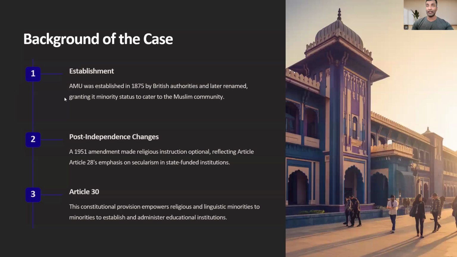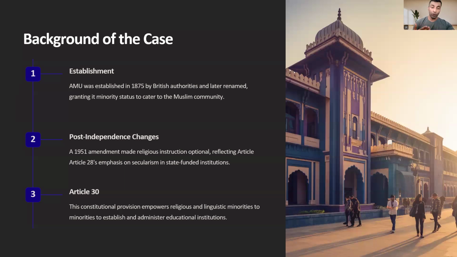The origin and establishment: if you see, AMU was established in 1875 by the British authorities, and the institution was later renamed Aligarh Muslim University and given minority status. So that enabled it to cater specifically to the educational needs of the Muslim community.